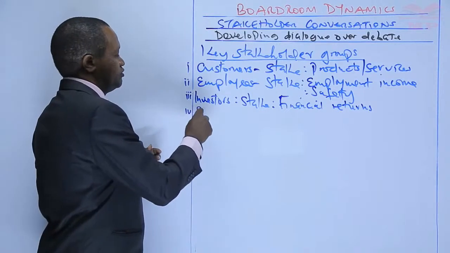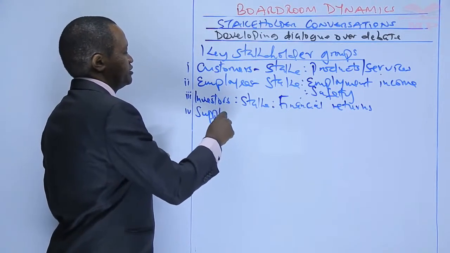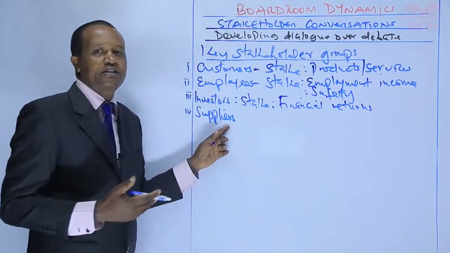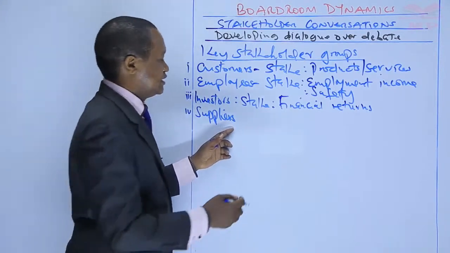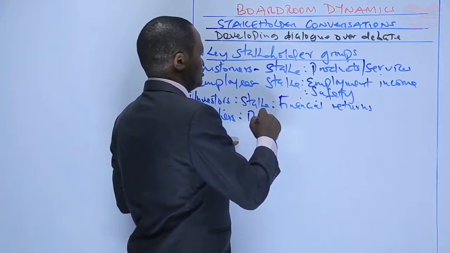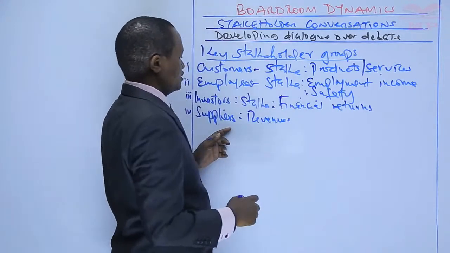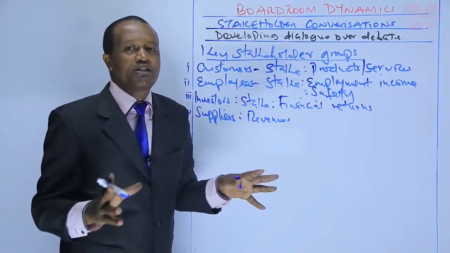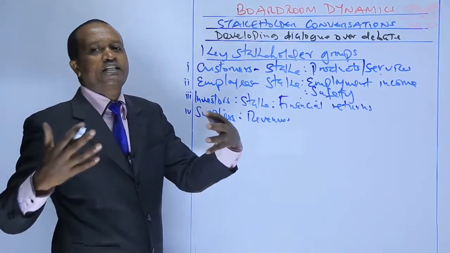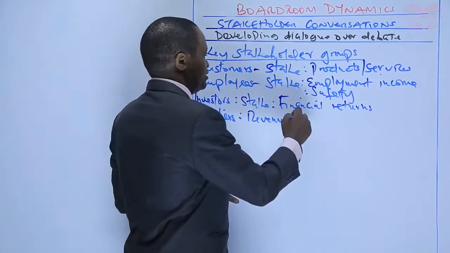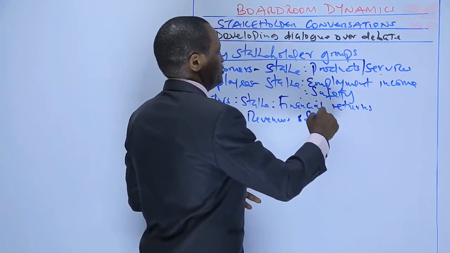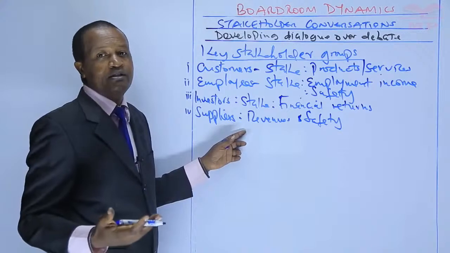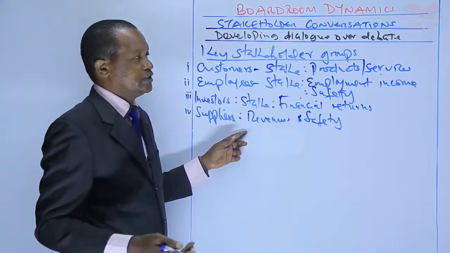4, suppliers. Suppliers or lenders or vendors. Their stake is revenues. Suppliers' stake, revenues. They are interested in the revenues of the company. They are interested in the safety, revenues and safety. That is their stake in the company, revenues and safety.